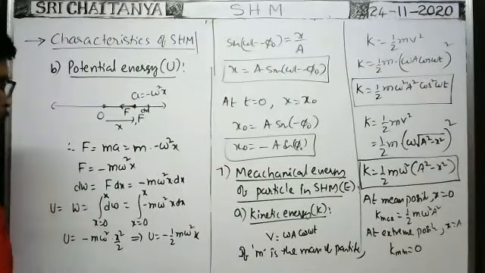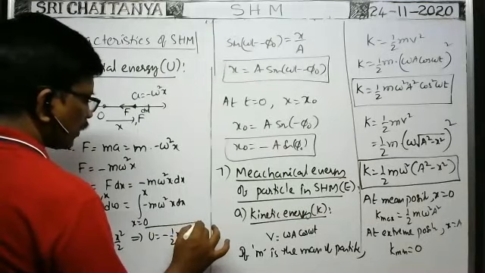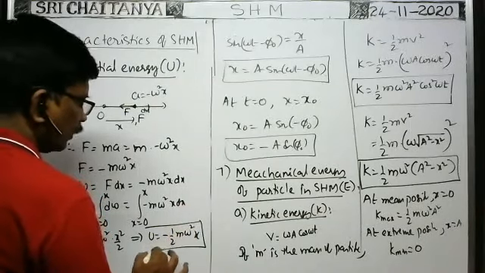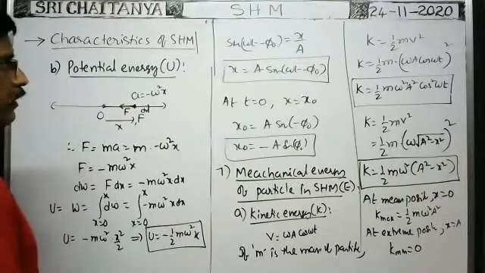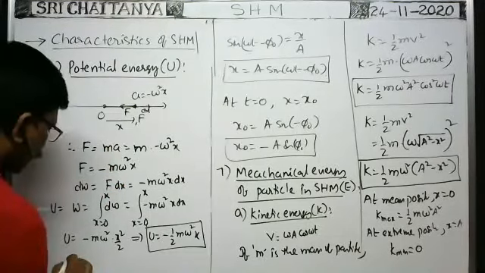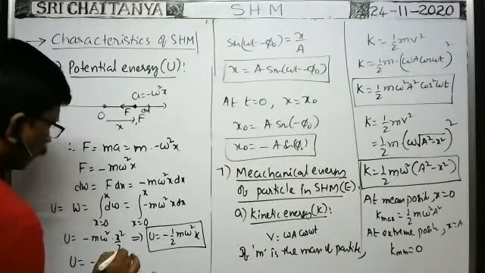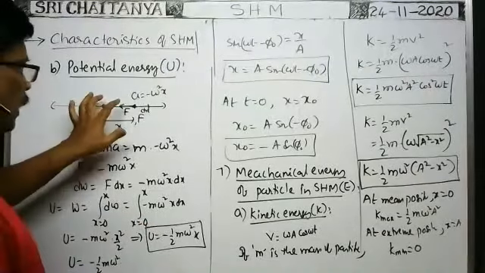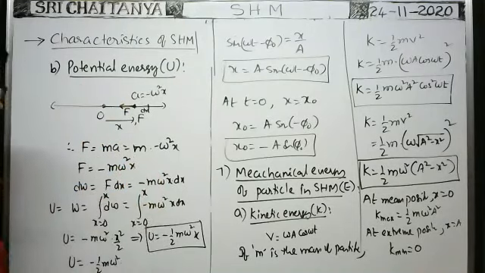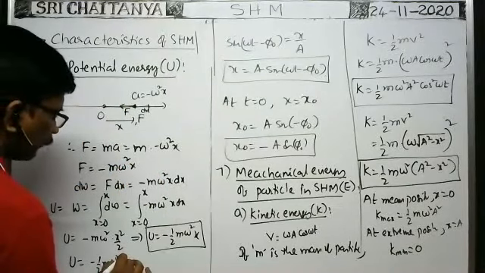It is the potential energy of the particle at any instant of time, potential energy of the particle at any displacement x. What is the potential energy of the particle at any time? U is equal to minus half m omega square into x square, where x means displacement of the particle from the mean position at any time t, which is equal to A sin omega t. You write here A sin omega t.